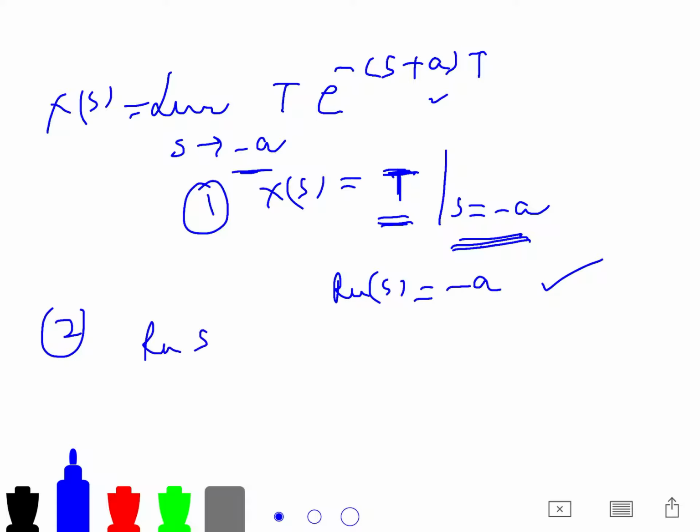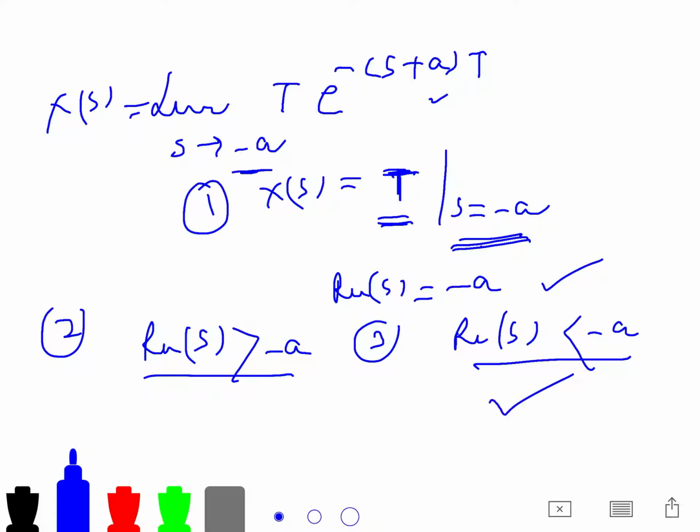So this is the first condition, that real part of s equals minus a is in the ROC. In the second, real part of s greater than minus a, and the third condition is real part of s less than minus a is also in the ROC. When you put greater than minus a and less than minus a in the value of X(s), it will be finite for the given consideration.